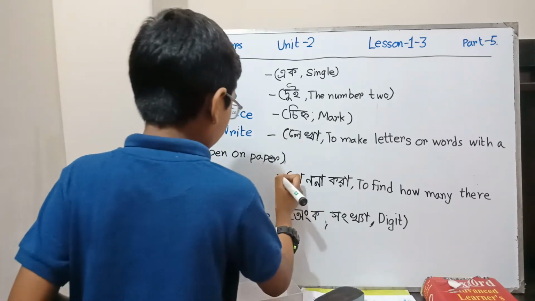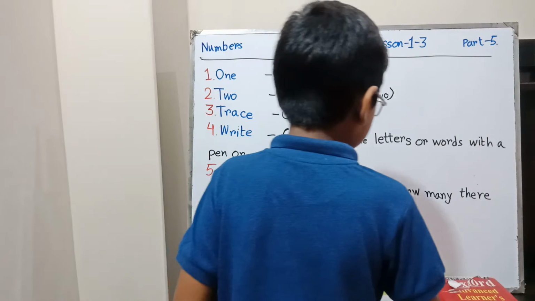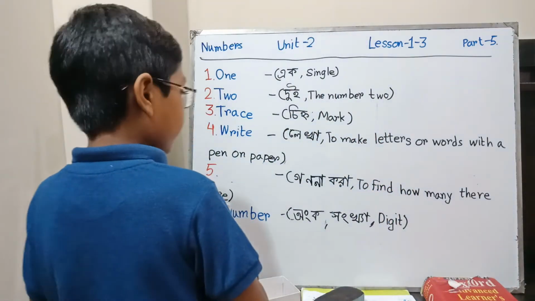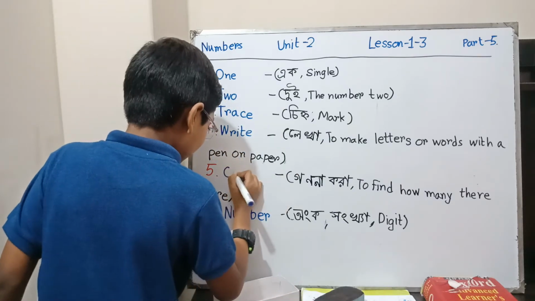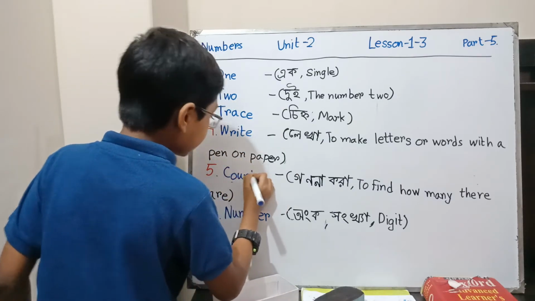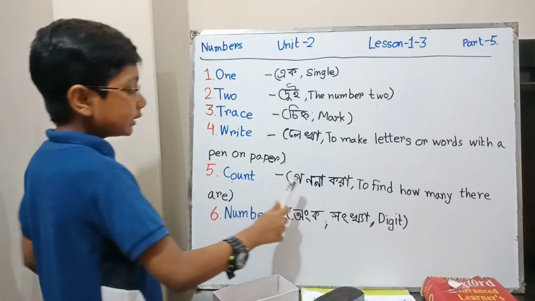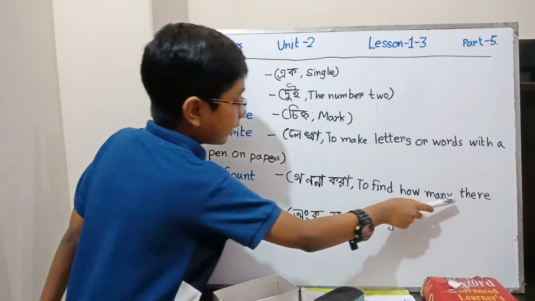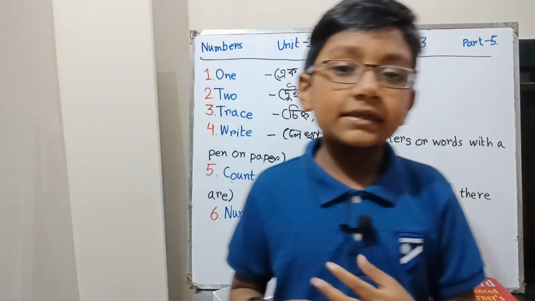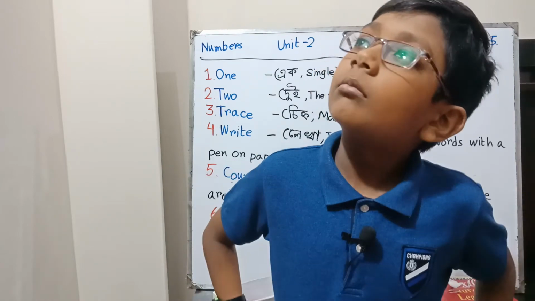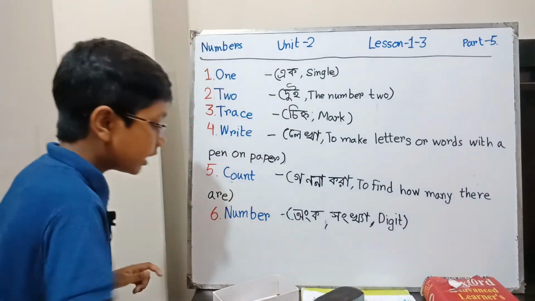What was it? Let me read the meaning. Gonona kara, to find how many there are. Oh, I remember, count. So, you understand what count means? Count means gonona kara, to find how many there are. So I'll explain this, like, what do I say? I'll count my pals. Okay, how many books do I have?